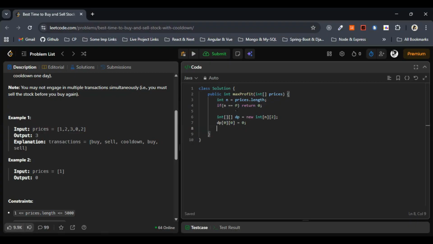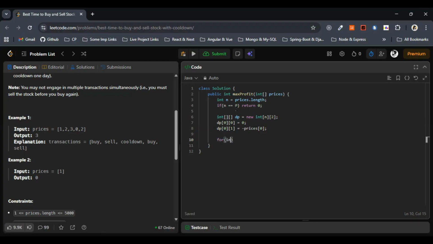Also on day 0, we'll buy the stock. Profit will be equivalent to the prices of 0, so I'll go with dp of 0, 1 equals minus prices of 0. This is fine. Profit equals minus prices of 0. Let's move on with the iteration part.